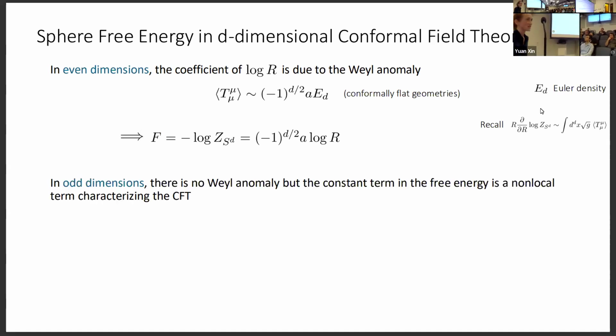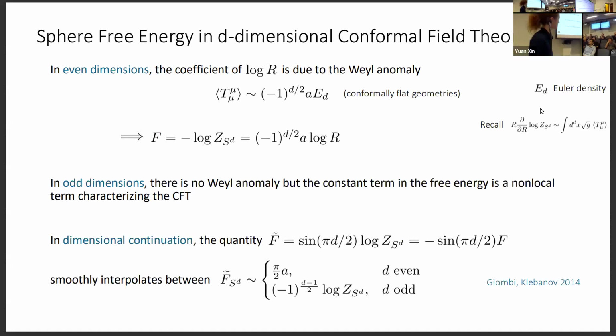So in odd dimensions, there's no Weyl anomaly, but the constant term of the free energy is still a non-local term characterizing the CFT. And in dimensional continuation, this quantity F tilde, which is the sine of pi d over 2 times the log of the partition function, smoothly interpolates between the Weyl anomaly coefficient in even dimensions and this order 1 term in odd dimensions. So in even dimensions, there's a 1 over epsilon pole. In dimensional continuation, the sine pi d over 2 factor cancels. And this is from Simone and Igor in 2014 or 16.